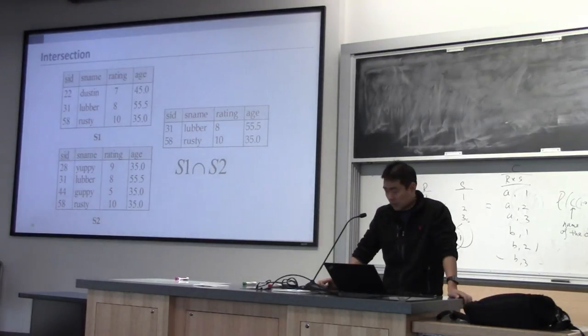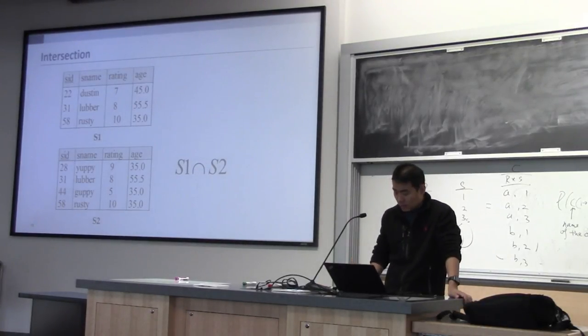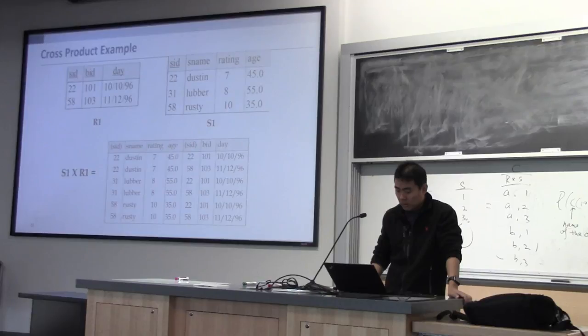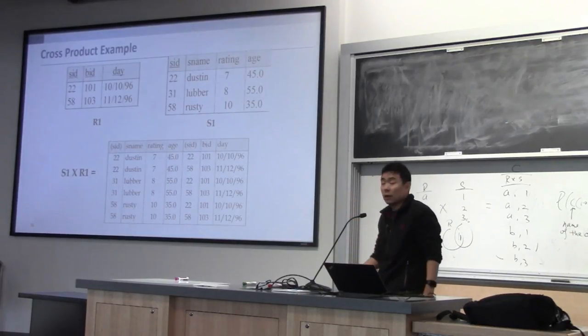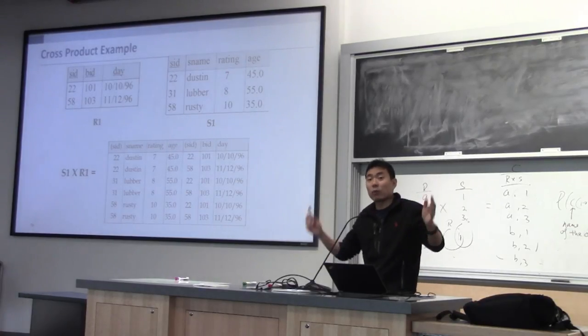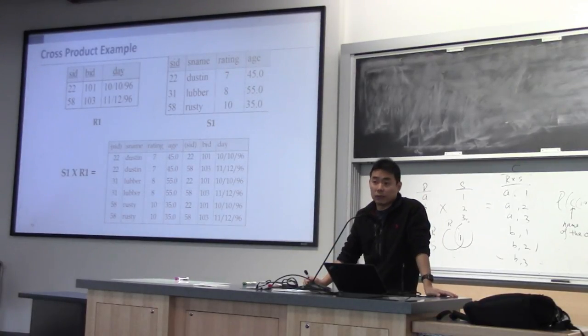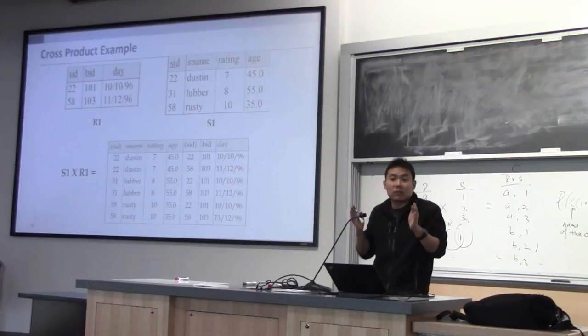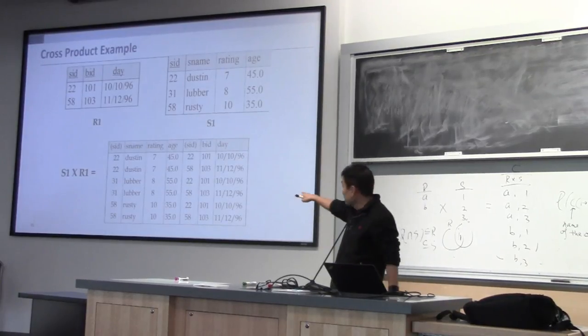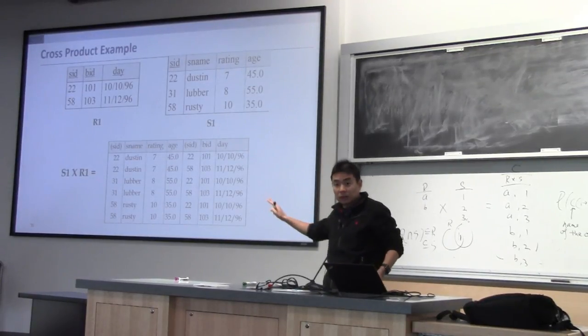I was just curious on the cross product example. Is there not a way to merge the SID and then keep the rest of the information? There are ways, of course. If you want to, you can pull away one SID and keep just one. But I'm talking about just the cross product itself. The definition of cross product is this. Just like this.